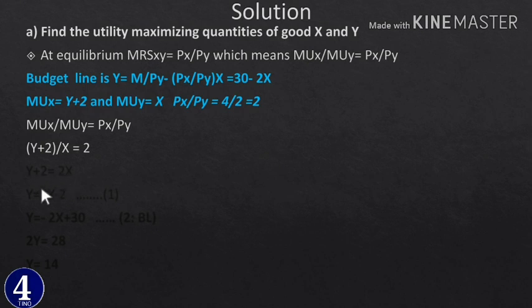ከዛ rearrange ስናደርግ we can get x ነው ወደዚህ ስንወስደው y plus 2 is equal to 2x አለን። So y ለብቻው rearrange ስናደርግለት 2 ወደዚህ ስትሄድ 2x minus 2 ይሆናል። So we can label this equation as equation number 1 ብለን እናስቀምጣለን። ከዛ ይሄንን የበጀት ላይን y is equal to 30 minus 2x አልነበረ?